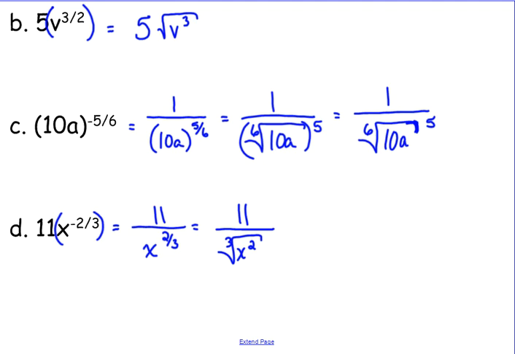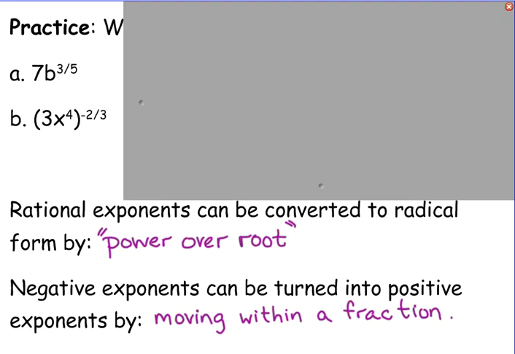Okay, simple enough, right? Questions about the details are the biggest thing here. You just got to watch out for those details. Okay, so here's some practice, two practice problems for this.